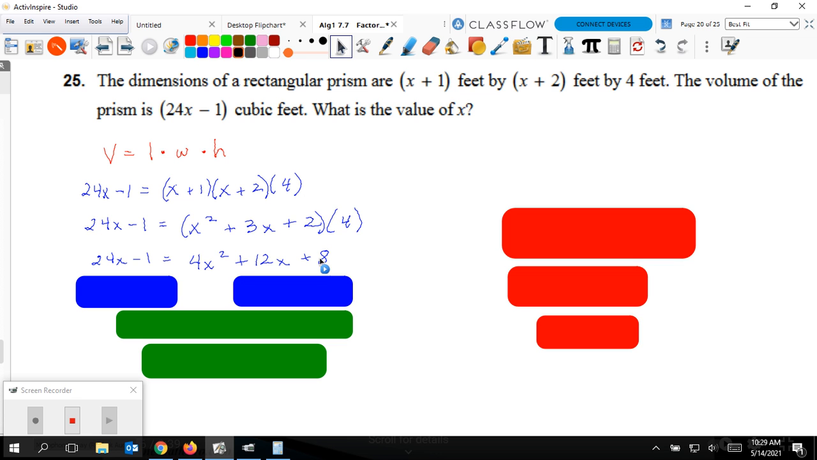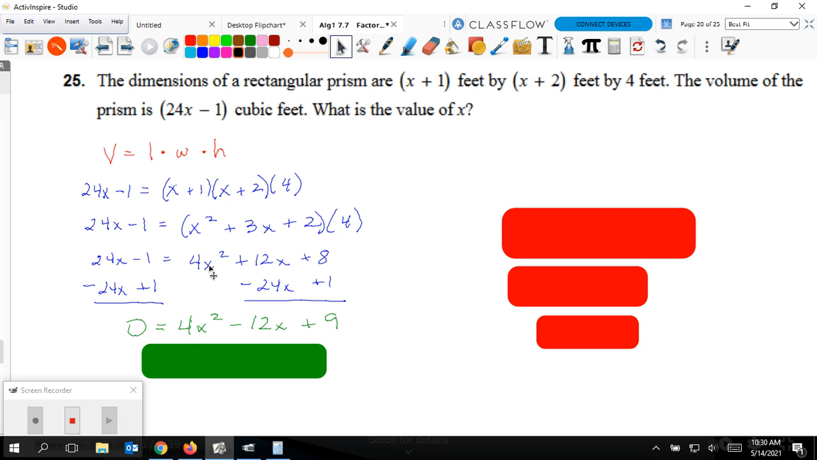Okay, so now I need to get it equal to 0 to solve for x. So I'm going to move these two terms now over to this side. I'm going to subtract 24x. I'm going to add 1. That's what I'm doing here. It cancels those out. It'll cancel those out. Do the same thing on this side. Subtract the 24x from the x term here and add the 1 to the 8. And so now that's going to give me 0 on this left side.